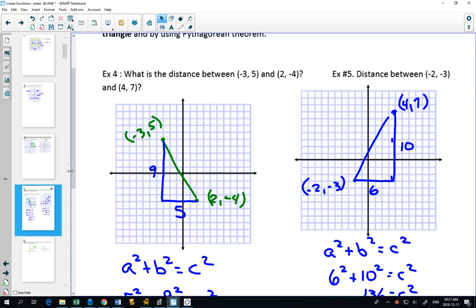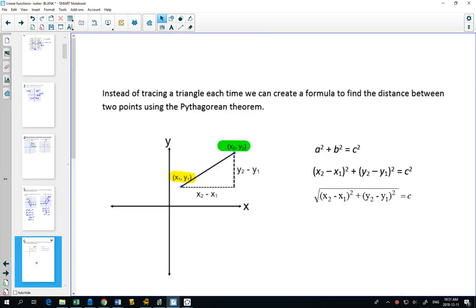Adding them makes 1, right? But if I subtract them, 5 minus a negative 4, that would make 9. And so in our diagram here, we can find the vertical height by saying I just have to take this higher one, y2, and subtract this one, y1, and that will give me the height of that triangle. Similarly, if I want to find the horizontal distance, I can just take x2 minus x1.